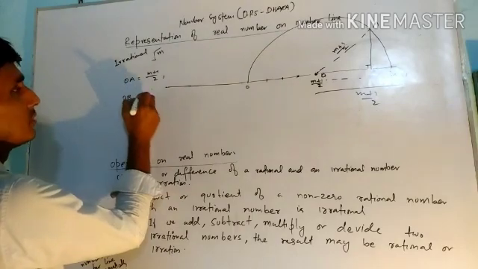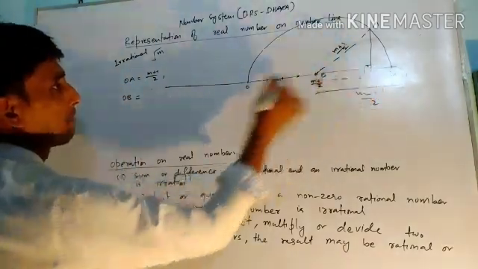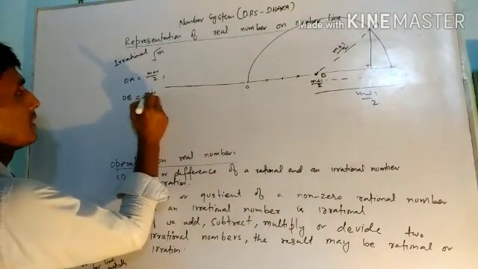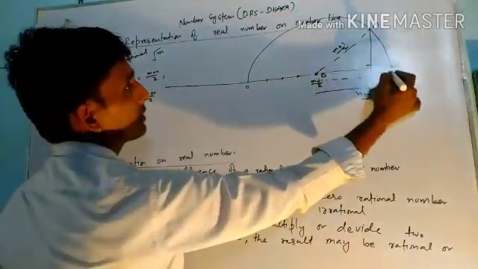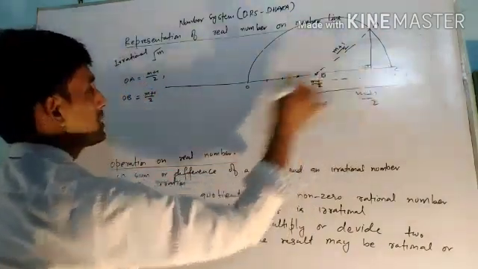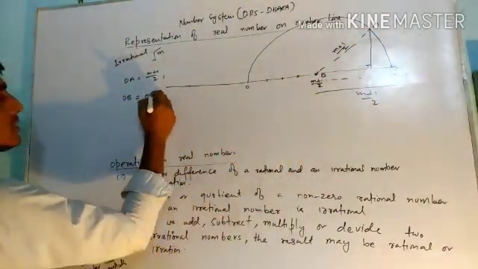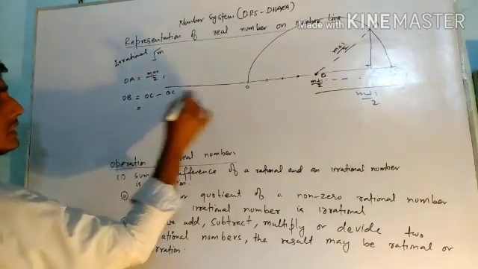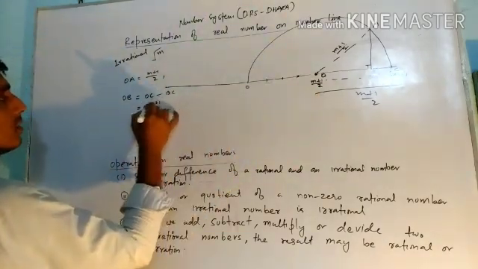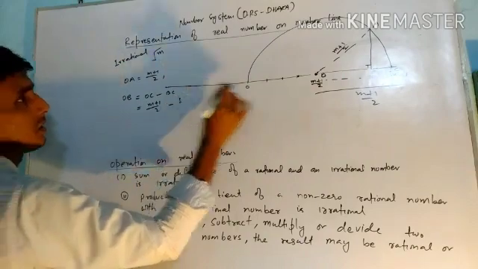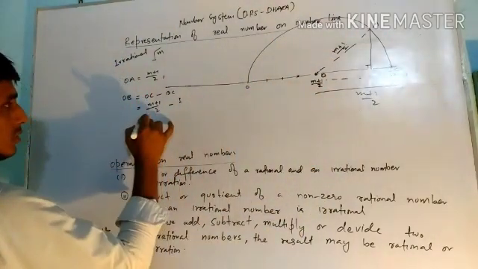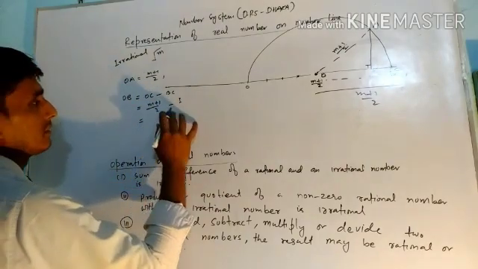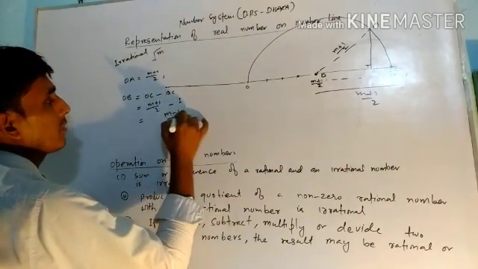The total length is (m+1)/2. Suppose this point is C. So OB is equal to OC minus BC. OC is (m+1)/2, and BC is 1. So if you subtract, (m+1)/2 minus 1, you will get (m-1)/2.